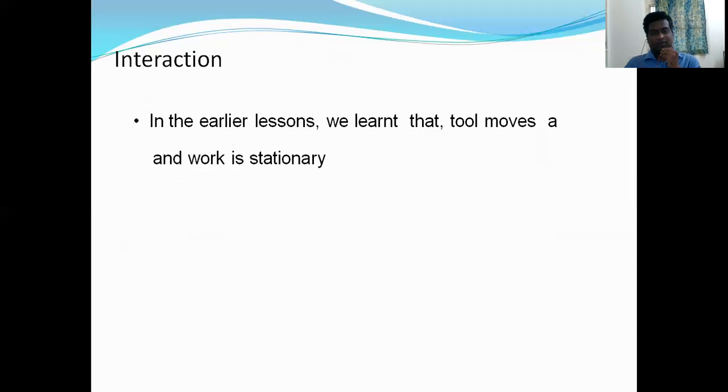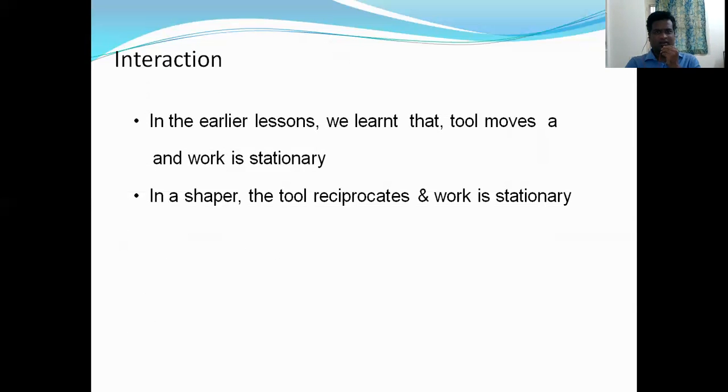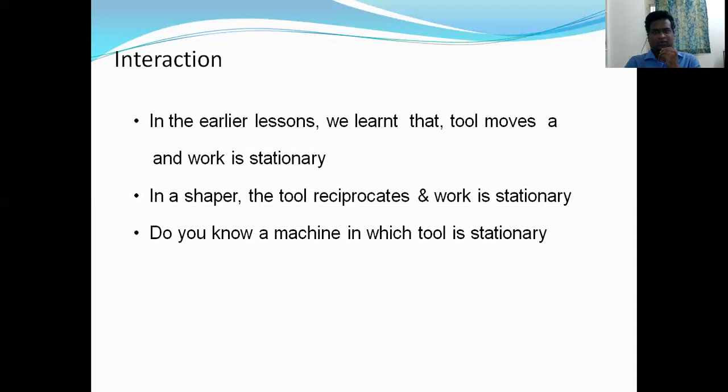So we have to compare with these two, shaper and slotter. In the earlier topic, we learned that the tool moves and the work is stationary. The tool is moving and the work is fixed in some position. We observed that in our earlier lecture. In a shaper, the tool reciprocates and the work is stationary, so it produces flat surfaces.